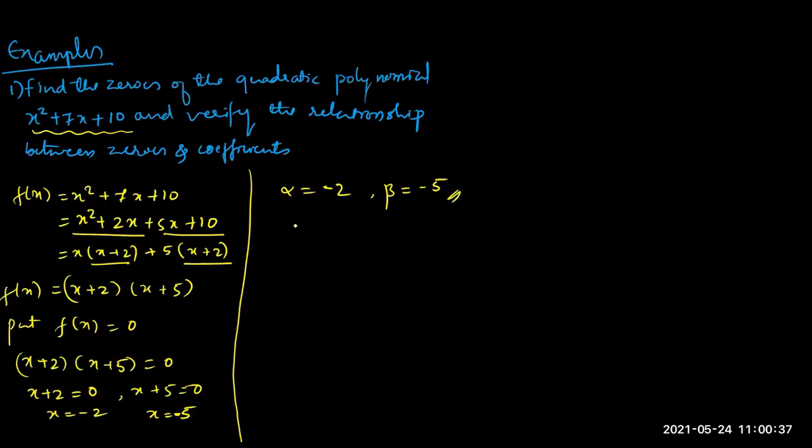Now we found the two zeros. Verification we need to do. Verification in the sense, we have alpha plus beta equal to minus b by a and alpha into beta equal to c by a. That we need to check. Alpha plus beta will get us minus coefficient of x divided by coefficient of x square. That is what we need to check. So alpha plus beta in the sense minus 2 plus minus 5, because alpha is minus 2, beta is minus 5. Then this is minus 7.